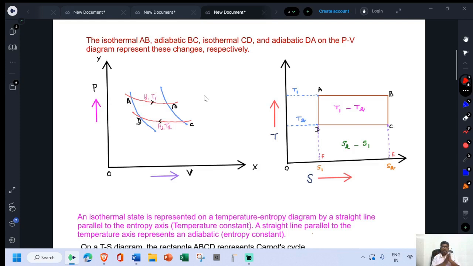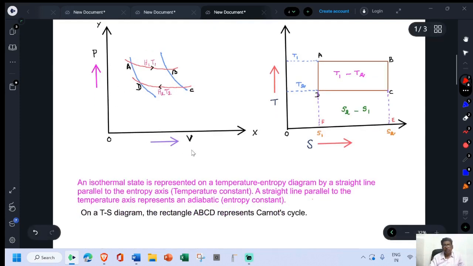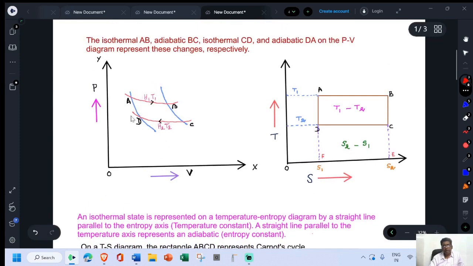During the isothermal compression process CD, the working substance rejects H2 quantity of heat energy to the sink maintained at a temperature of T2. Then DA is the adiabatic compression process. During this adiabatic compression process, no heat is rejected or absorbed. So this is a pressure volume diagram. With the help of this PV diagram, we have explained all the 4 operations.